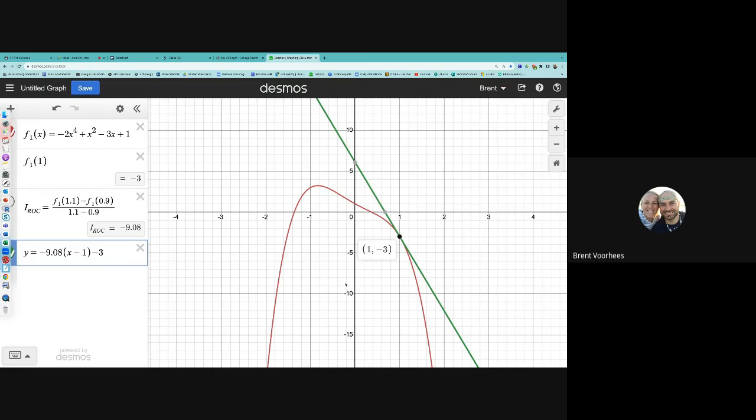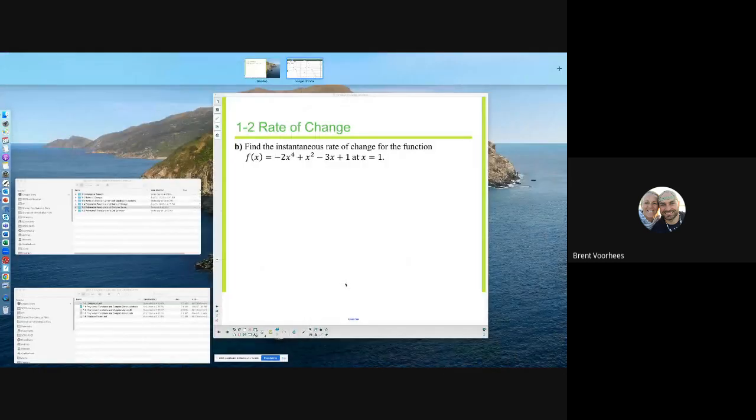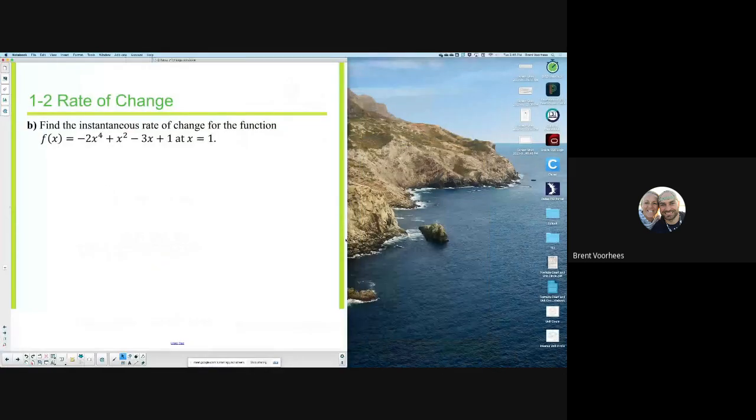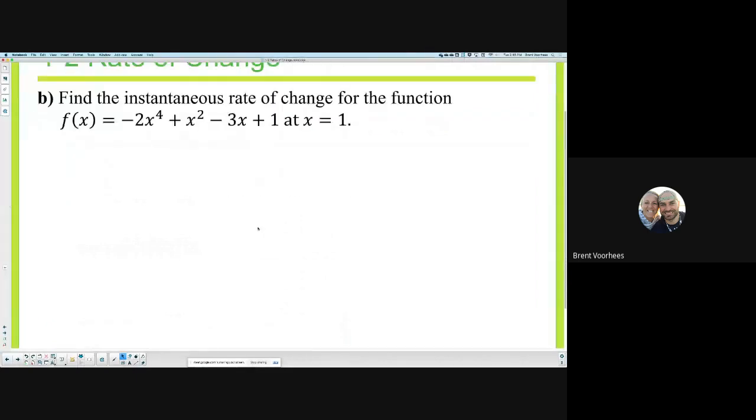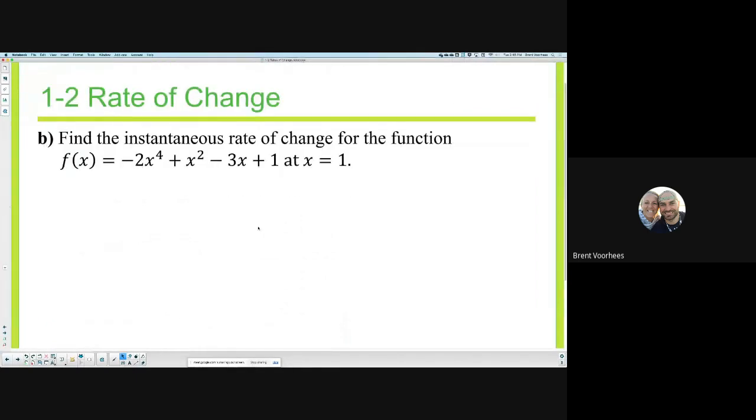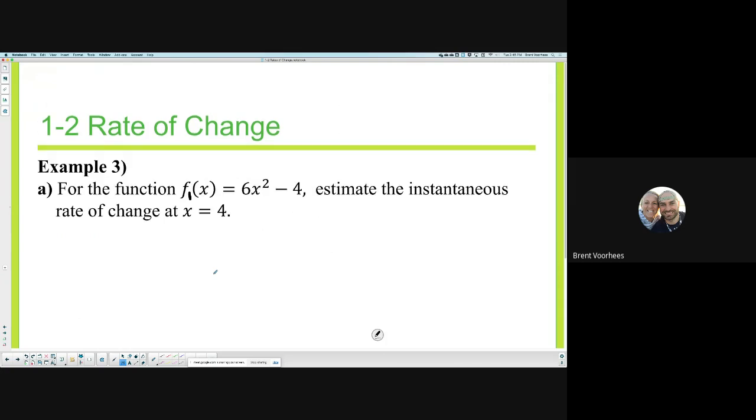All right. Sorry about all the technology errors. It's been frustrating, to say the least. But here, the answer would be negative 9.08. If you want to write that down, make sure you have that on this one. The IROC. What does IROC stand for? That's right, was negative 9.08. And remind me, what was our IROC here? 48?